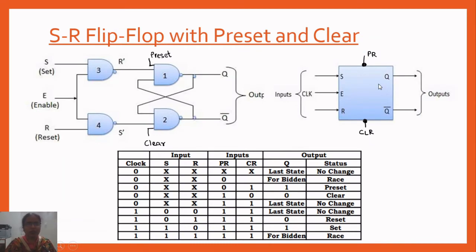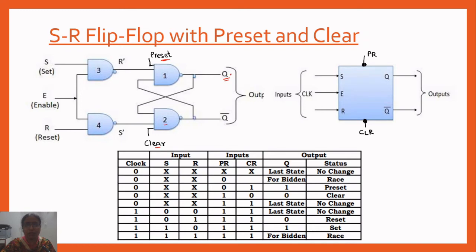SR flip-flop can also be used with two inputs, preset and clear. As you can see, we have provided the preset input at the NAND gate 1 and clear input at the NAND gate 2. Now what is the significance of these two inputs, preset and clear? Suppose the flip-flop is not enabled and we want to make the Q output equal to 1, then we will provide 0 logic at the preset.